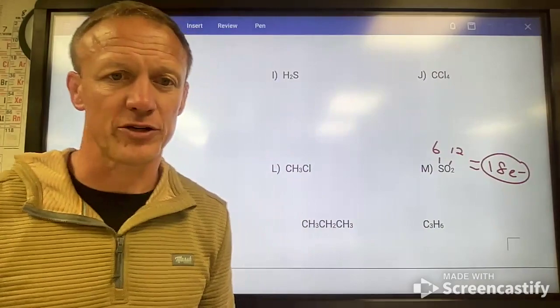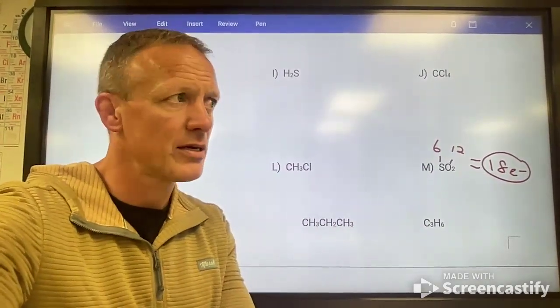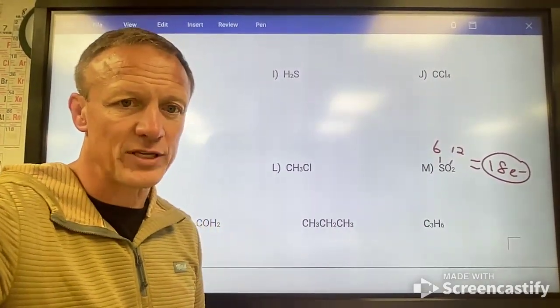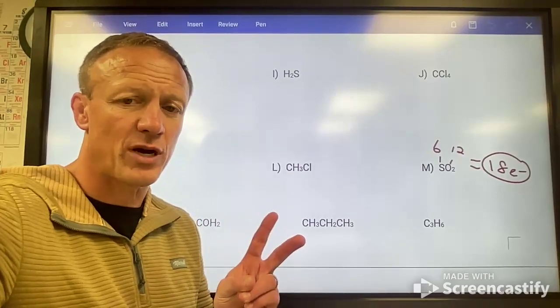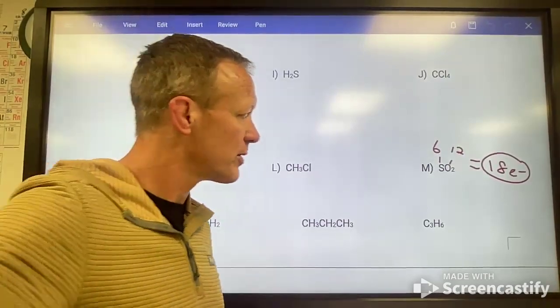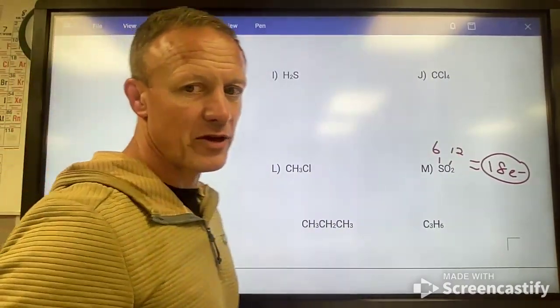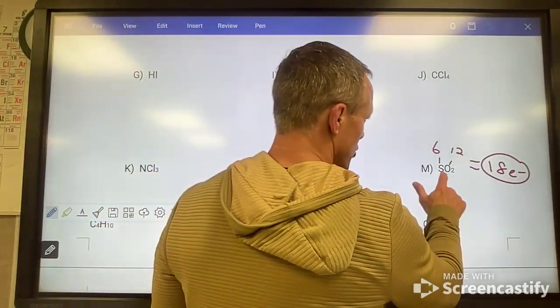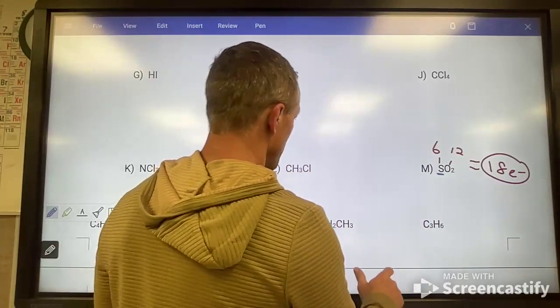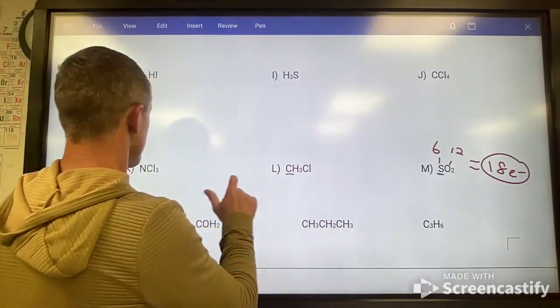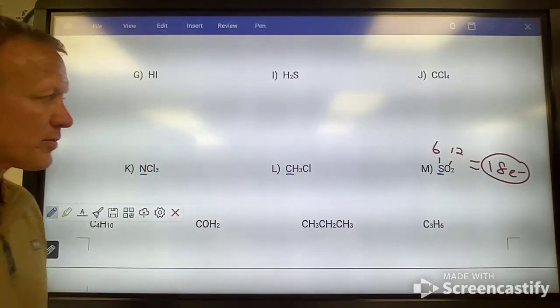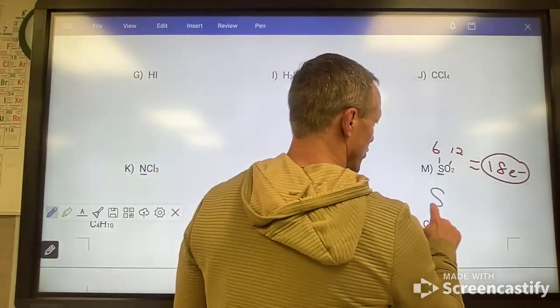So you have 18 electrons you can use. You can't use 20. You can't use 15. You got to use 18. Bonds count as 2 electrons. Here's how I go about this. The first element's almost always your central element. So put in sulfur as your central element.